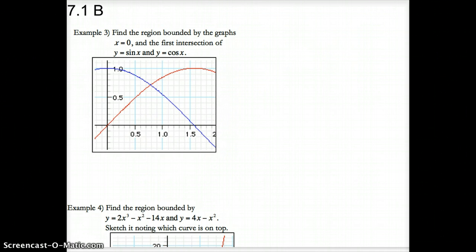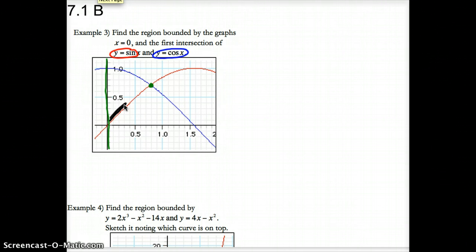So once again, I've got two functions. I've got the sine function, which is the red one. I know that the sine goes through 0, 0. That's something you should memorize. And the cosine function, which is the blue one. I'm to find the region bounded by the graph of x equals 0. Well, that's the y-axis. And the first intersection, which is right here. So you'll notice on that entire interval, the blue function is on top.